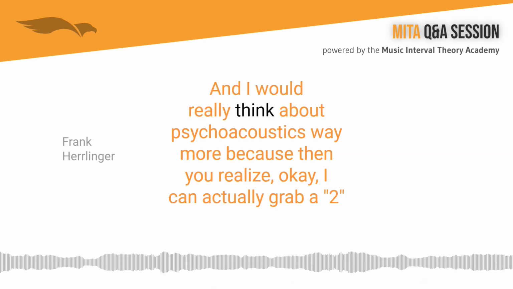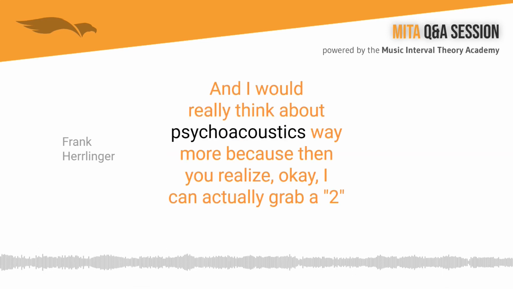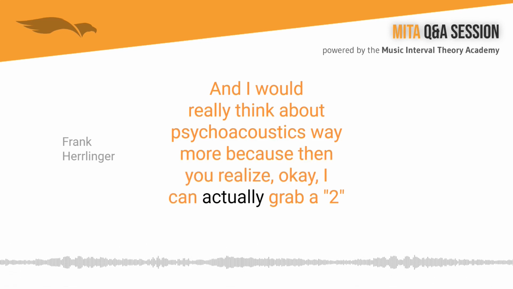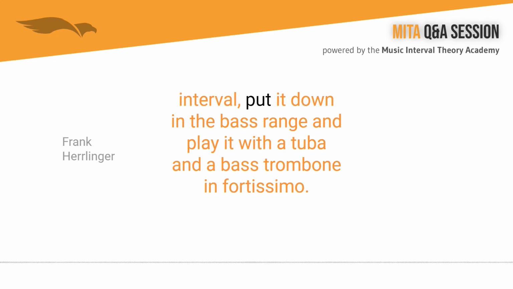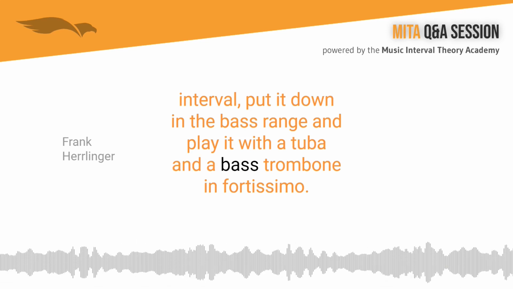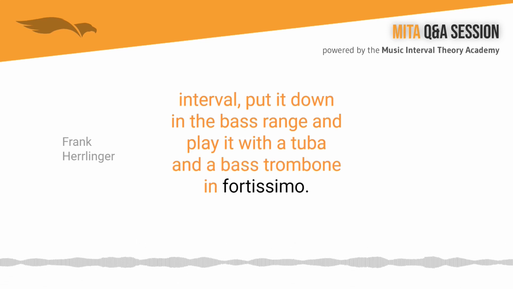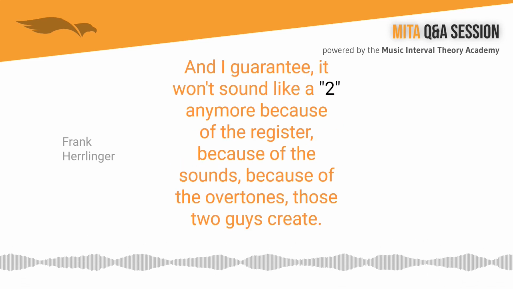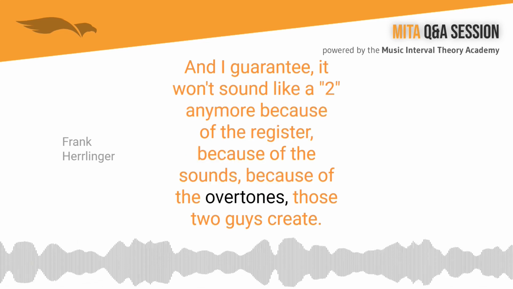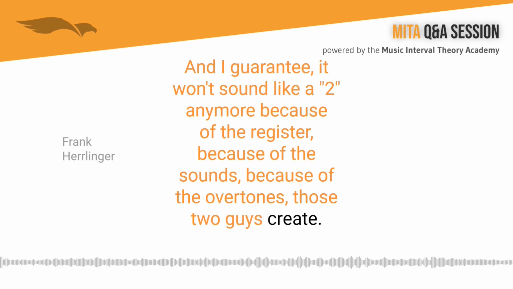And I would really think about psychoacoustics way more, because then you realize, okay, I can actually grab a 2 interval, put it down in the bass range, and play it with a tuba and a bass trombone in fortissimo, and I guarantee it won't sound like a 2 anymore, because of the register, because of the sounds, because of the overtones those two guys create.